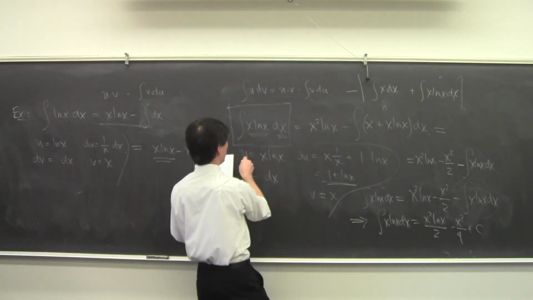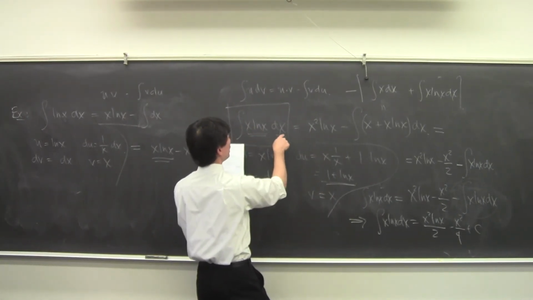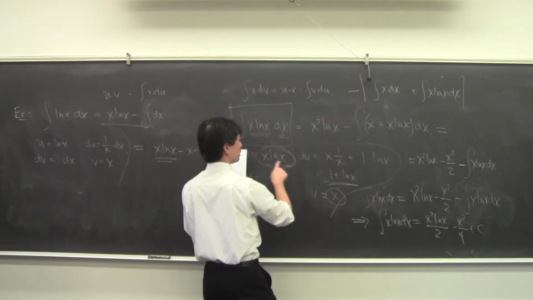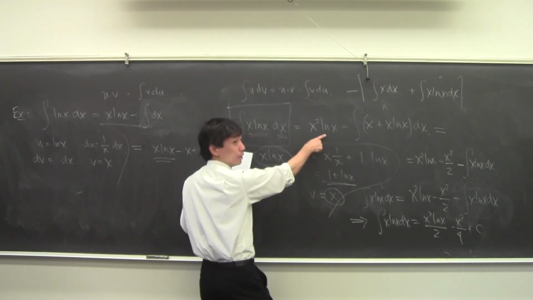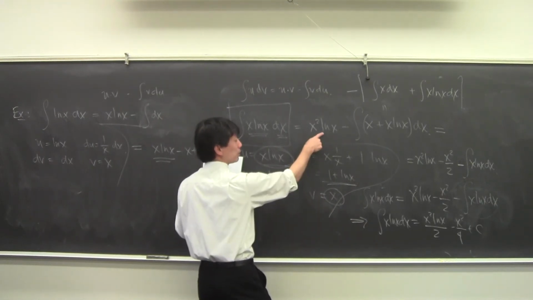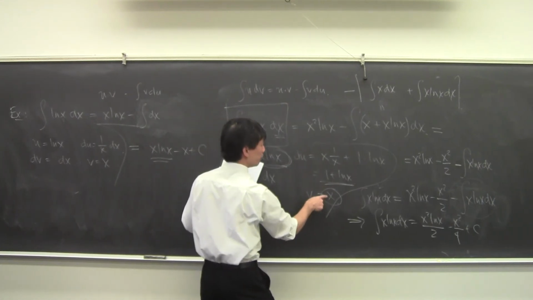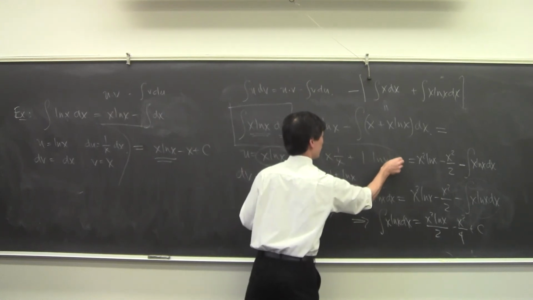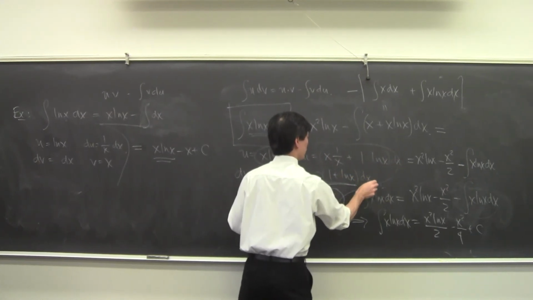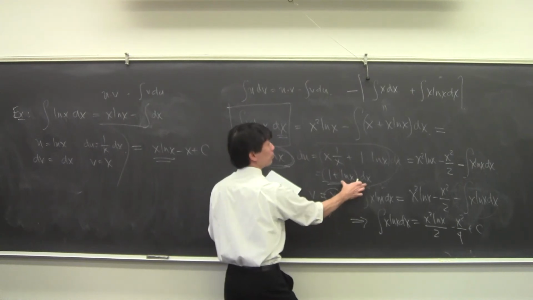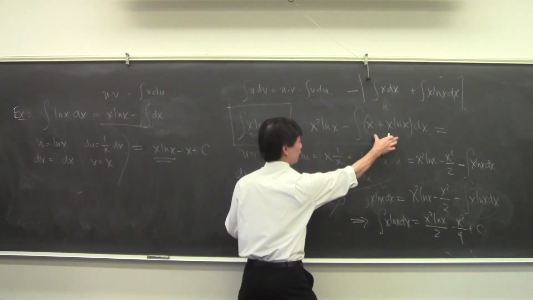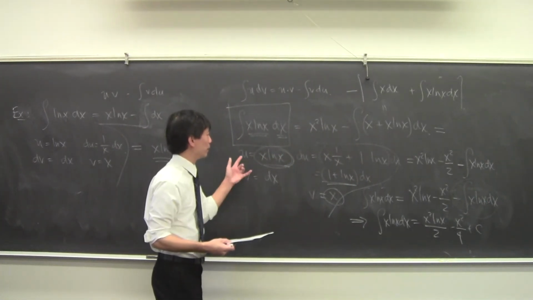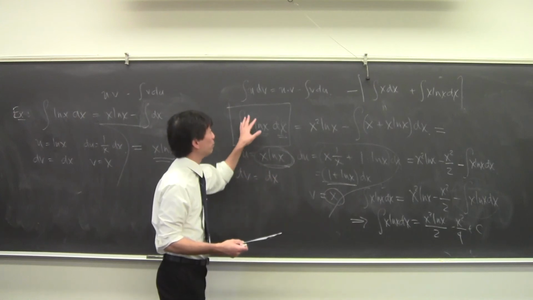And then you just plug in. You say, okay, my integral of u dv is going to be u times v. Well, that's this times this. So you get the x squared ln x. U times v, x squared ln x, minus the integral of v du. Sorry, I should have put in the dx here. So I get x times 1 plus ln x dx. So you just figure out what u, v, du, and dv are, and then use the formula.